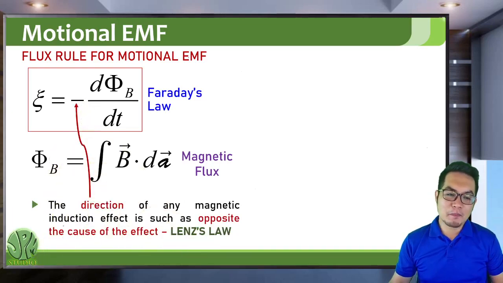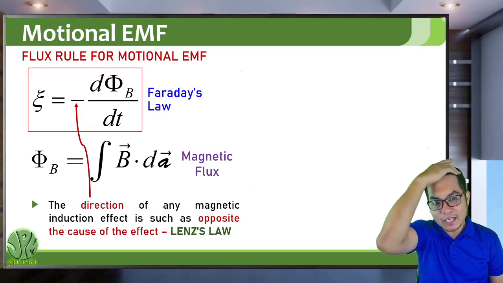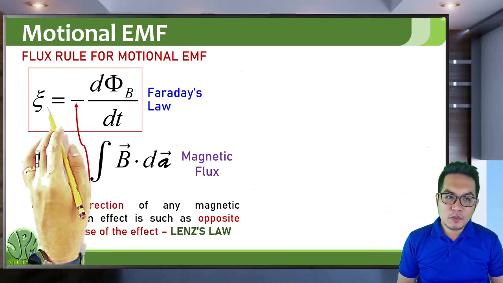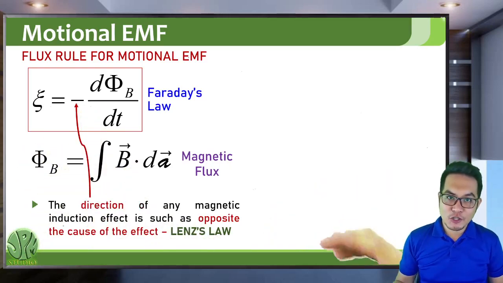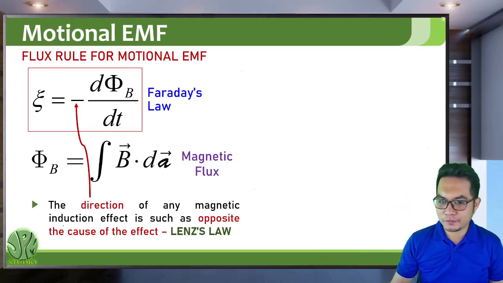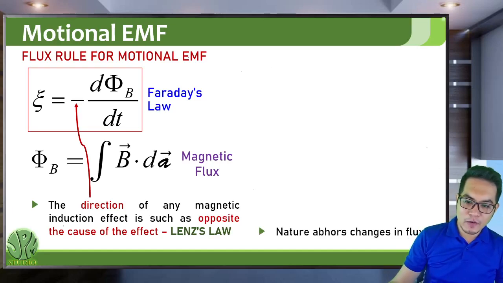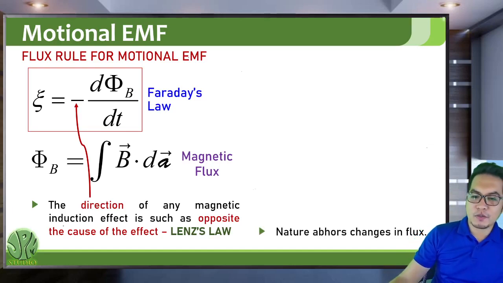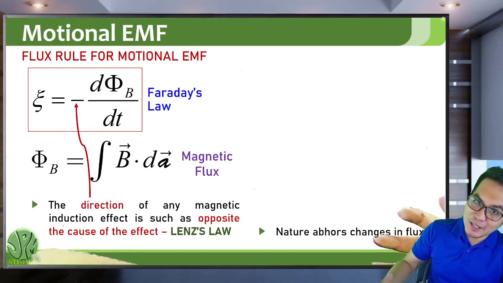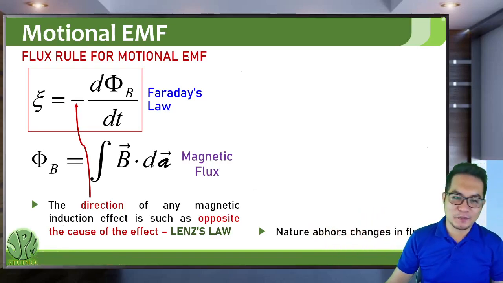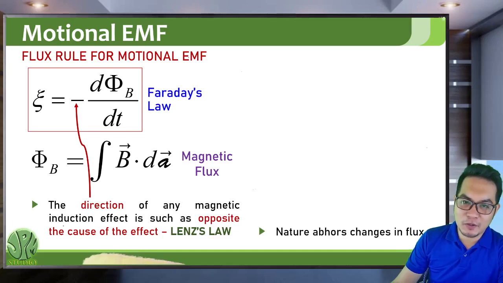The negative sign here implies the direction of any magnetic induction effect is such as to oppose the cause of the effect, and this is what we call Lenz's law. So the direction of the induced EMF is always opposite, negative meaning opposite the direction of change of the flux. Another way of saying this is that nature abhors changes in magnetic flux. If you change the magnetic flux, nature will always counteract with an induced electric field or an induced magnetic field.